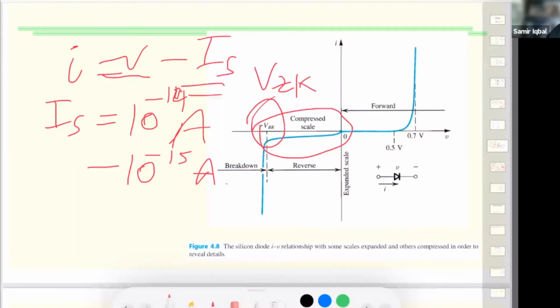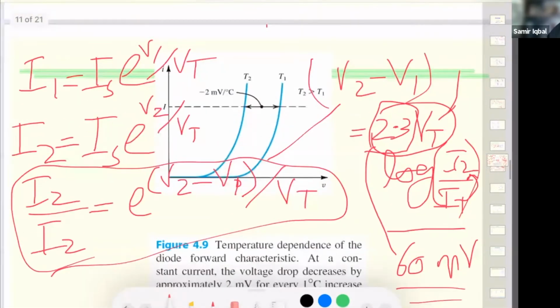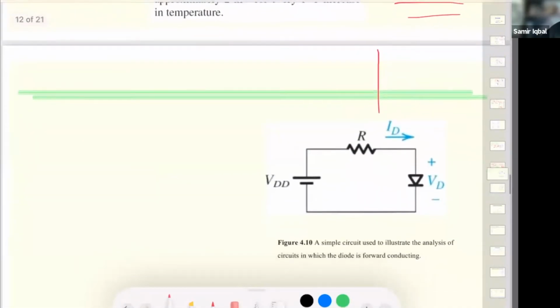All right, so this is just the behavior of the diode. Now this plot is showing dependence on temperature. We'll not concern ourselves with that, but this VT has temperature dependence. We'll just take room temperature. We'll take 25 millivolts for our calculations and applications.